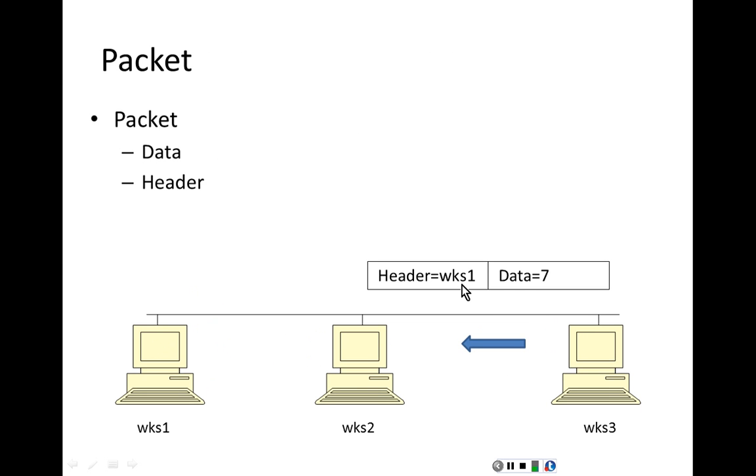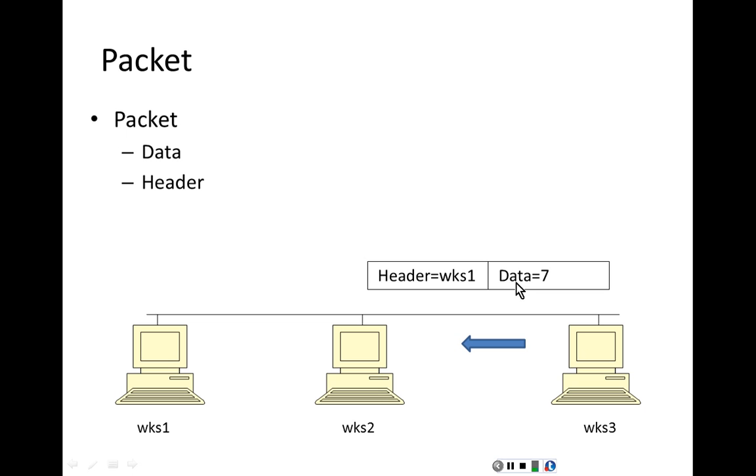Let's now look at what's a packet. A packet is a message which is sent from one computer to the other. And the packet has two components. It has the data, that is to say, what one computer is sending to the other computer, which is the number 7, and it has the header, and that says which computer it's going to. Packet is made up of data and header. So in this diagram, we can see that this computer is sending the number 7 to workstation 1, because the header says it's going to workstation 1.